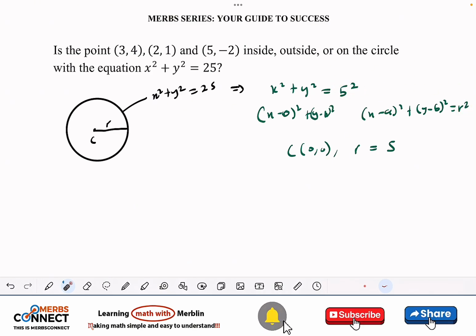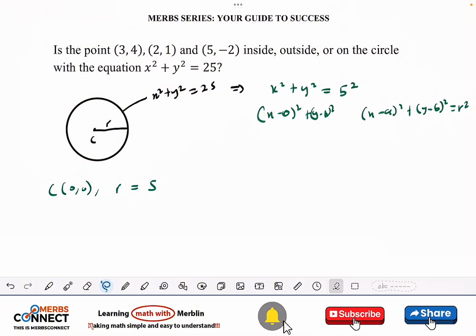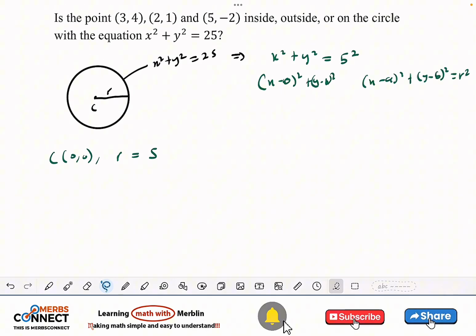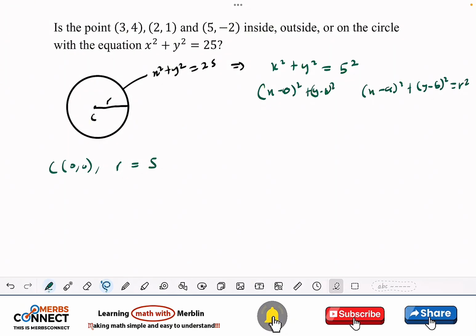Right. Now that I know my center, what did we say? We said when you get the center and then the radius, that's the start, right? So I've gotten my center and my radius. Now what I want to do is pick the center and one point and find the distance and check if it is the same as the radius, greater than the radius, or less than the radius.